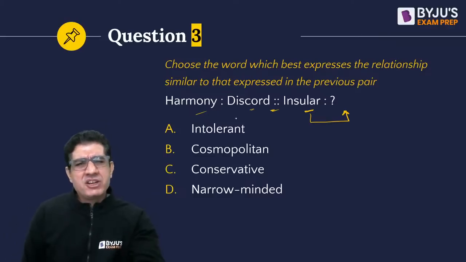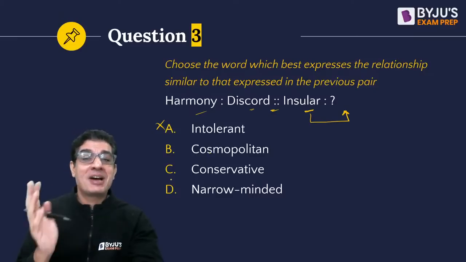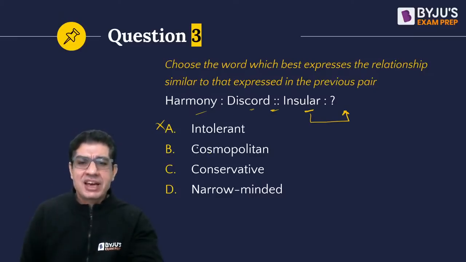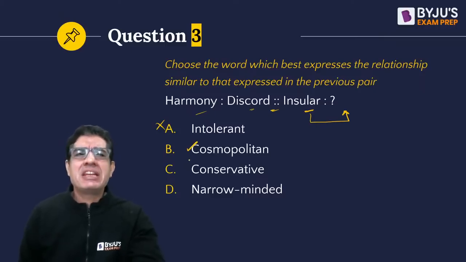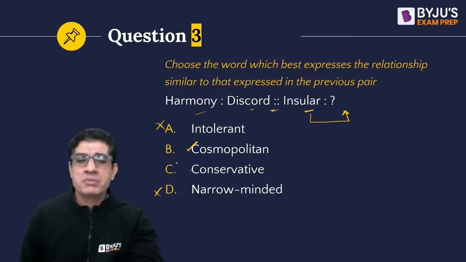Okay, so intolerant, definitely not an antonym. Cosmopolitan, on the other hand, is somebody who has that global outlook, can be an answer. Conservative, is once again somebody who would not be very willing, very open to new ideas. So kind of similar. Narrow-minded is anyway a synonym. So the best answer choice for this particular question indeed is B.